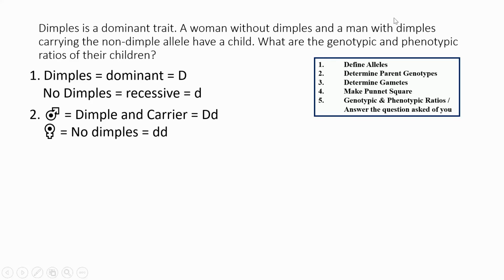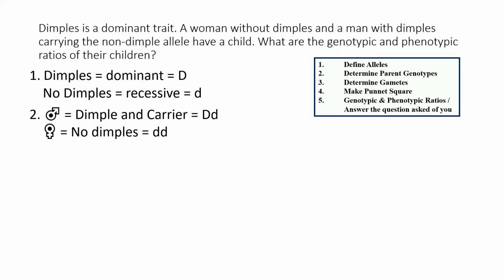Then it says the man has dimples, but is carrying the non-dimple allele. That means he has dimples, so he must have one dominant allele, as we see here. But he's carrying the non-dimple allele. That means he has it in his genotype, but it's masked by the dominant one. So even though it doesn't show, it's still present. If you think back to the pea plants, this is why we saw a white flower in the last generation, but not the second one. Interesting. Anyways, with that in mind, determine the possible gametes that each parent can make.